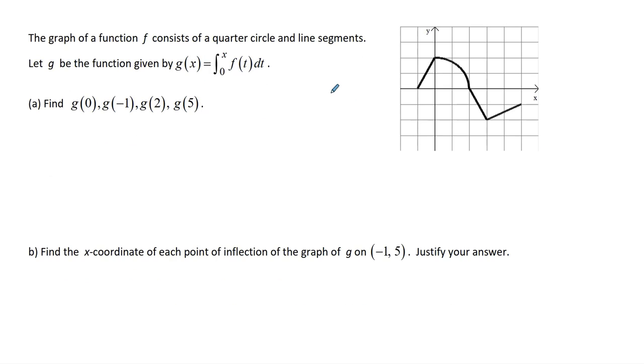So the graph of the function f consists of the quarter circle, this quarter circle with some line segments, like piecewise functions, right? So here's what the graph is defined as. I want to find g of 0, g of negative 1, 2, and 5.